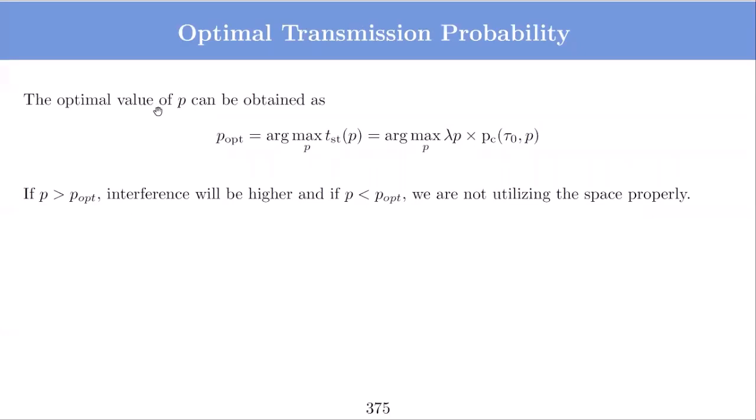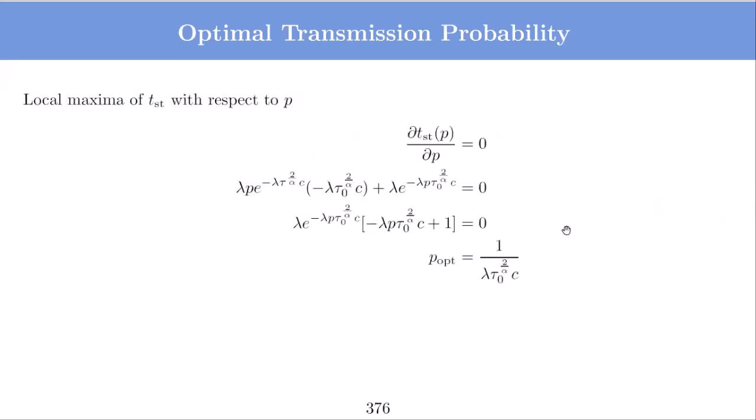So the optimal value of p would be the one that maximizes the spatial throughput. It is given as the argmax of the spatial throughput, which is given by lambda p times this. If p is greater than p opt, meaning you are transmitting with a probability more than this optimal, your interference will be high. If you are below this, your interference is small and you are not utilizing the space properly. So how do I compute this?